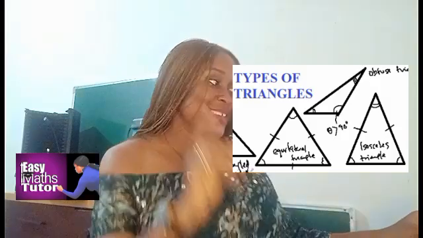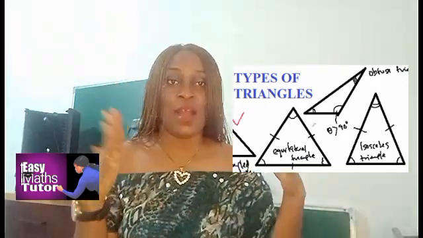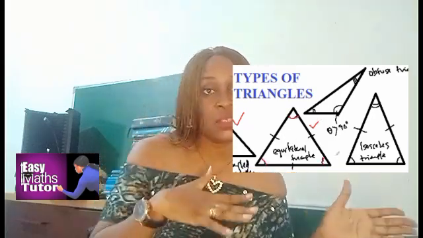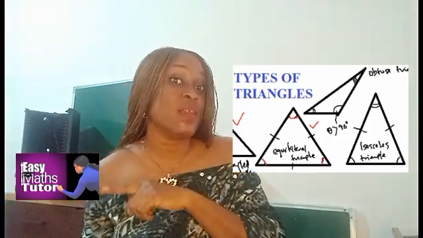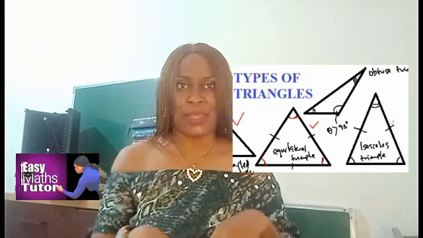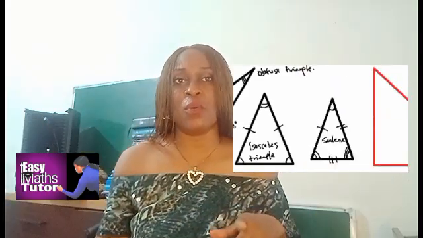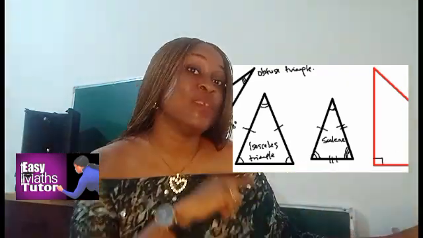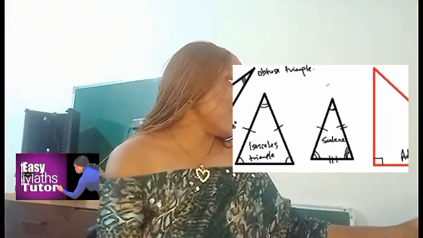And then the next triangle is the isosceles triangle. Isosceles triangle means that the triangle has two sides equal. The difference between isosceles and the equilateral triangle is that for equilateral, the three sides are equal, while for the isosceles, two sides are equal. What does this mean? Three sides equal for the equilateral means three angles are equal. Therefore, two sides of the isosceles triangle being equal means two of the angles are equal.